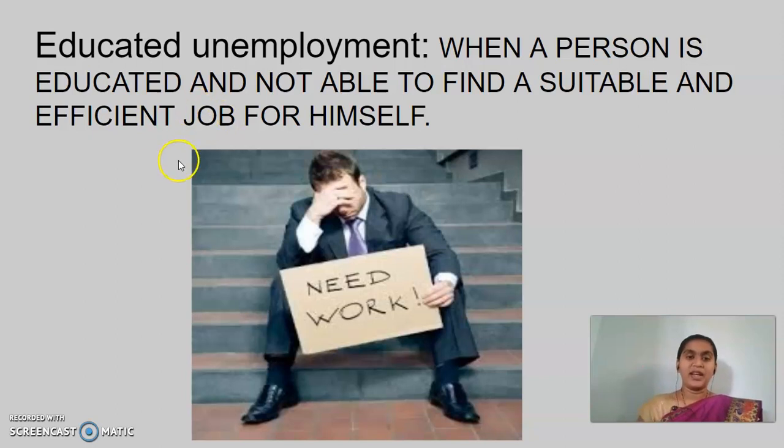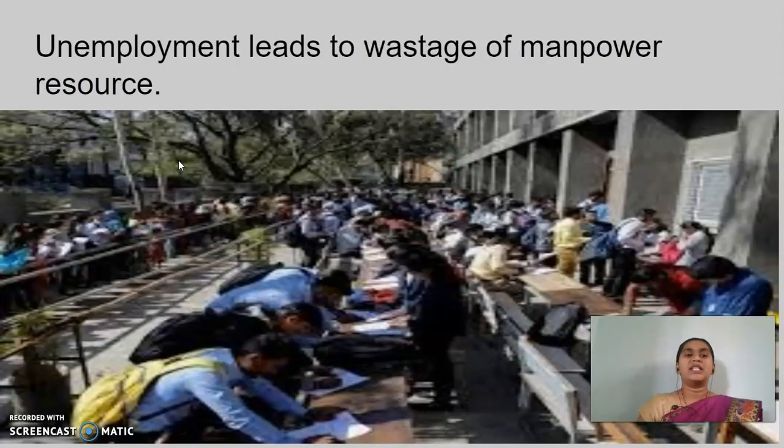Okay, yes children. And the next one: unemployment leads to wastage of manpower resources. Yes, we know that. We have already seen that the quality of the population increases through education and health. So the people have education, but they are not able to use it or work. Of course, in that situation, it is a manpower wastage. Yes or no, children? We studied this in the beginning.